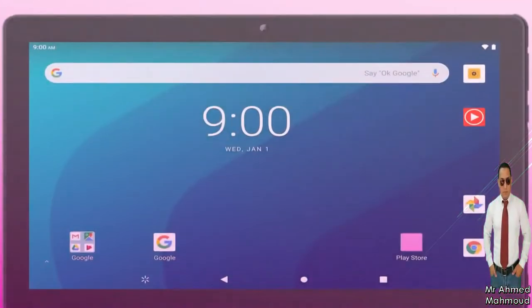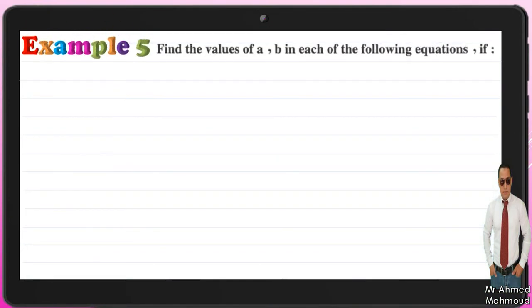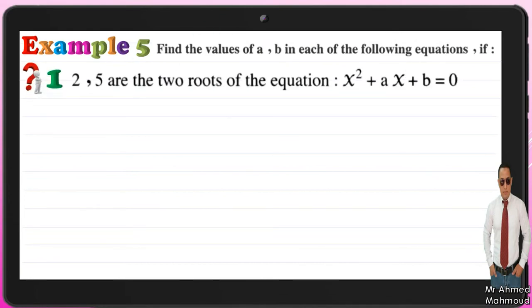Example 5. Find the value of A and B in each of the following if number 1, 2 and 5 are two roots of the equation x power of 2 plus Ax plus B equals 0. Okay, 2 and 5, this is L and this is M, for example, are two roots of the equation. To find A, here A is called B, C is called B.